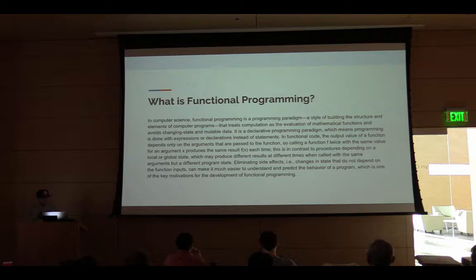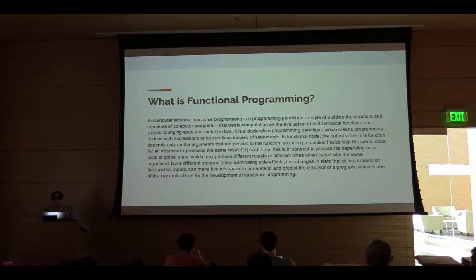So this is the Wikipedia definition of what functional programming is, and as always, it's pretty complicated. Basically, it says, in computer science, functional programming is a programming paradigm, a style of building the structure and elements of computer programs that treats computation as the evaluation of mathematical functions and avoids changing state and mutable data. It is a declarative programming paradigm, which means programming is done with expressions or declarations instead of statements.